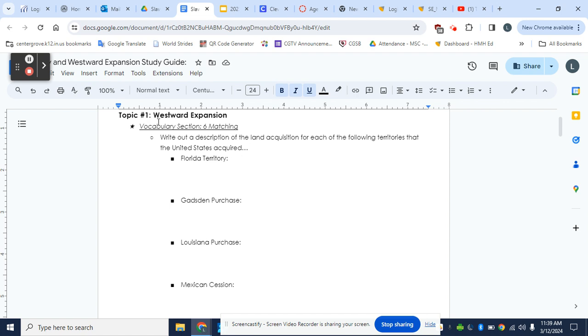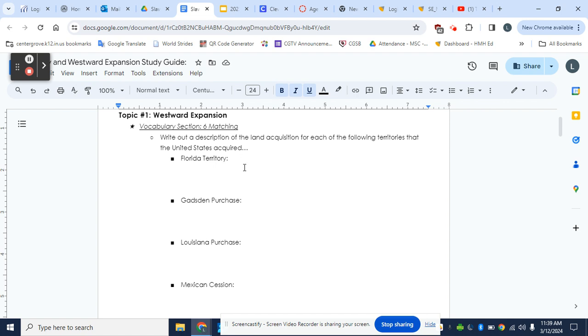So the first topic that I'm going to review over is westward expansion. There's a vocabulary section on that, and there's 6 things that you need to match. So on your study guide, you should be writing out a description of the land acquisition for each of the following territories that the United States acquired.